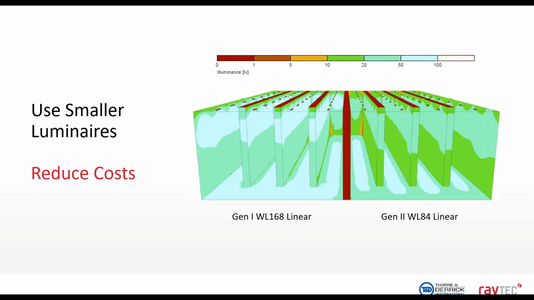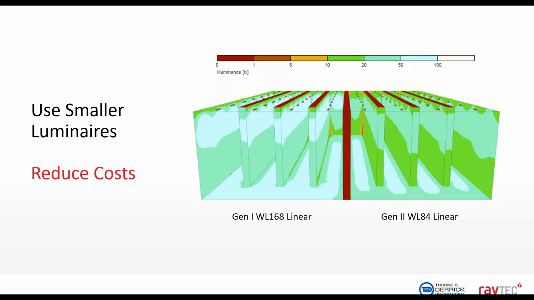And on the left is a WL168 Gen 1. So that, again, that's your traditional 2x36 watt or 4-foot size luminaire. And on the right is a Gen 2 linear, but a smaller WL84. So this is equivalent to your traditional 2-foot luminaire or 2x18 watt fluorescent replacement. So side by side, the larger Gen 1 fitting would still have more power.